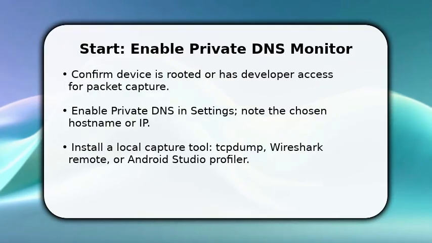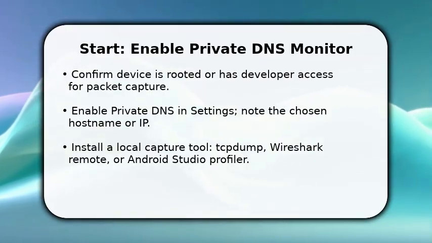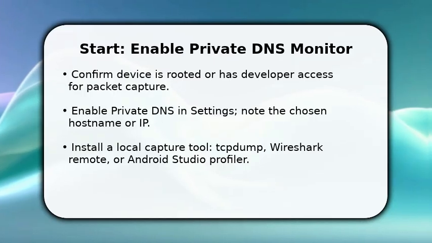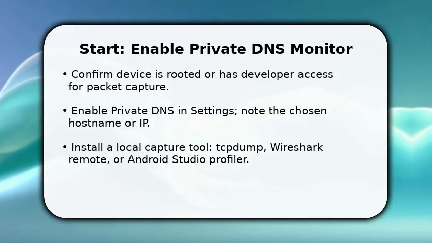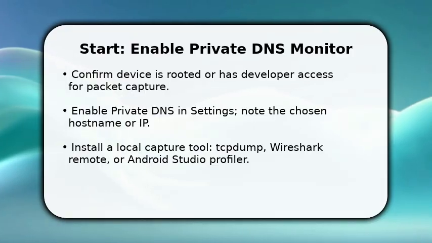You begin by preparing the device so you can observe private DNS in Vivo. First, make sure you have developer access or root because standard apps cannot capture encrypted DNS traffic. Next, confirm private DNS is set and note the provider hostname.